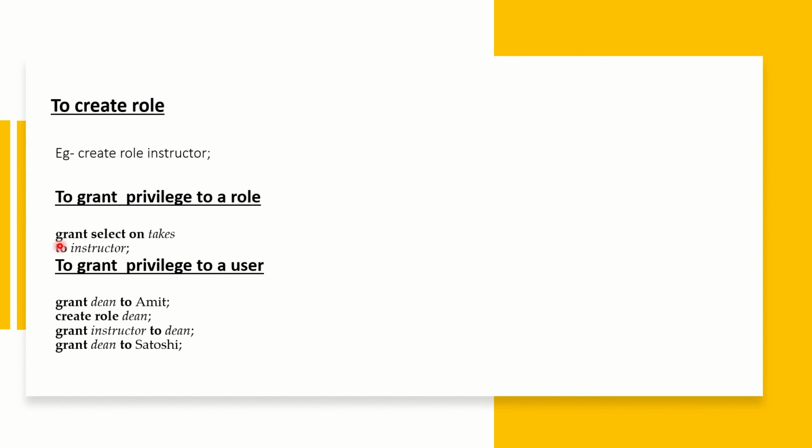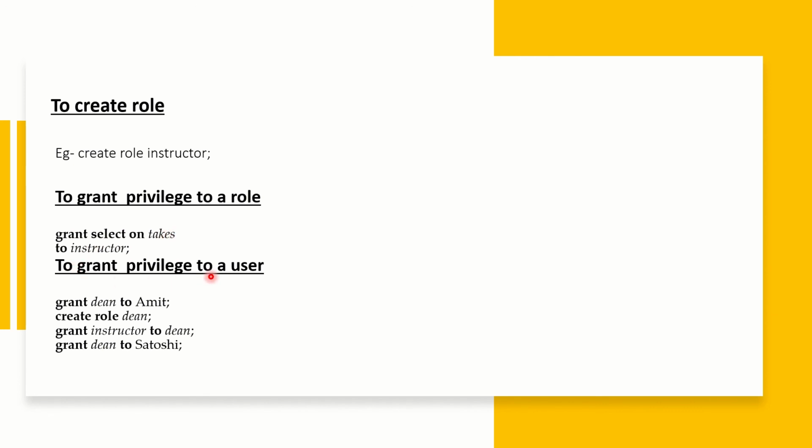Here grant is the permission we are giving. Select is the privilege, and instructor is the role, that is, the person who is an instructor can only select values on the table. Takes is the table name. So this group has been granted the permission to select values on the takes table.